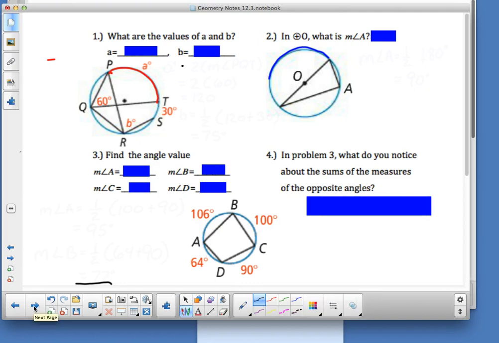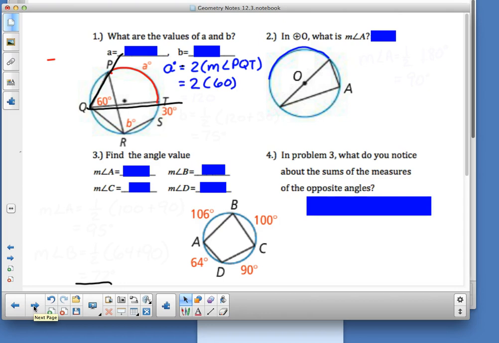If I have an angle that intercepts A, is it a halfsies situation or a doublesies? Which means if I have a vertex of an angle on the circle, the angle's half as big as the arc it intercepts. So if I double my 60, two times my angle, I get what? Are you okay that 60 times 2 is 120? So I've got 120 for my arc measure of A. You okay with how 120 was achieved?